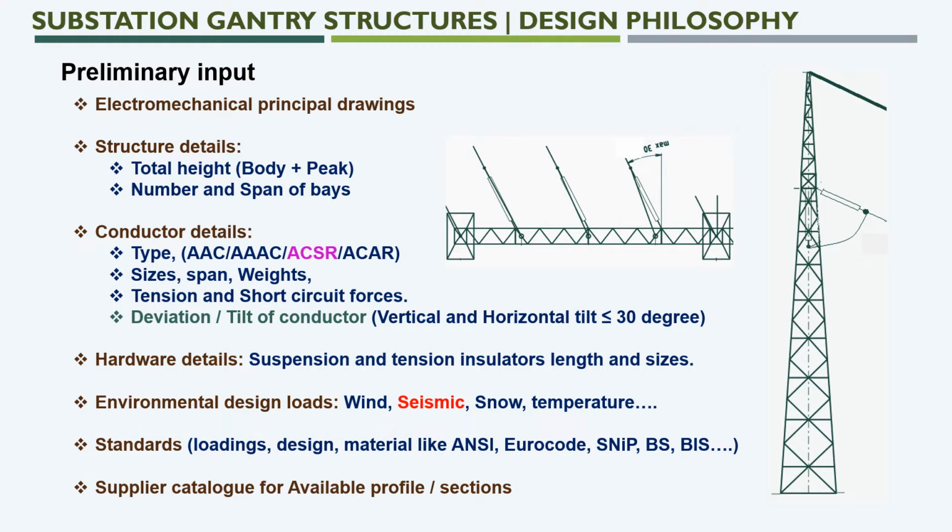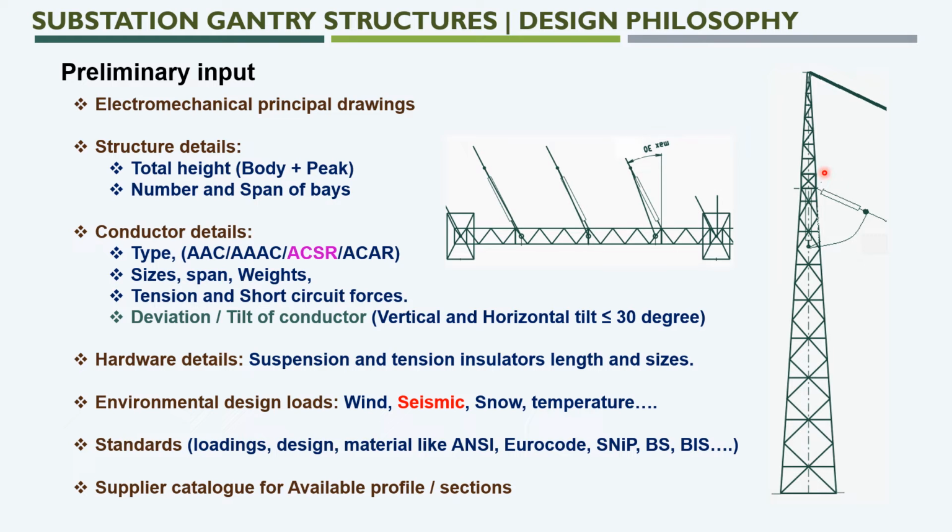So in that section drawings we can find out the total height of the gantry structure, including body plus peak. Here in the right hand side picture you can see body is nothing but from the base to the conductor fixing height, called the body of the gantry structure, and from conductor fixing height to the earth wire fixing height we can call it the peak.